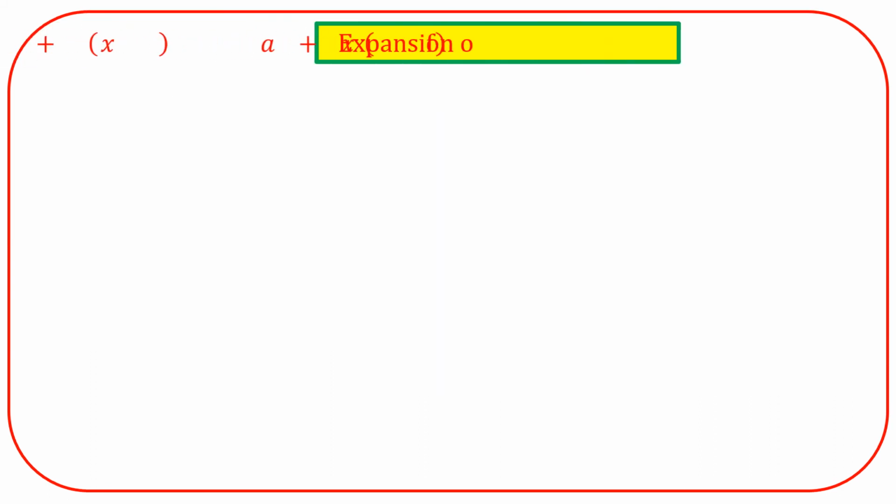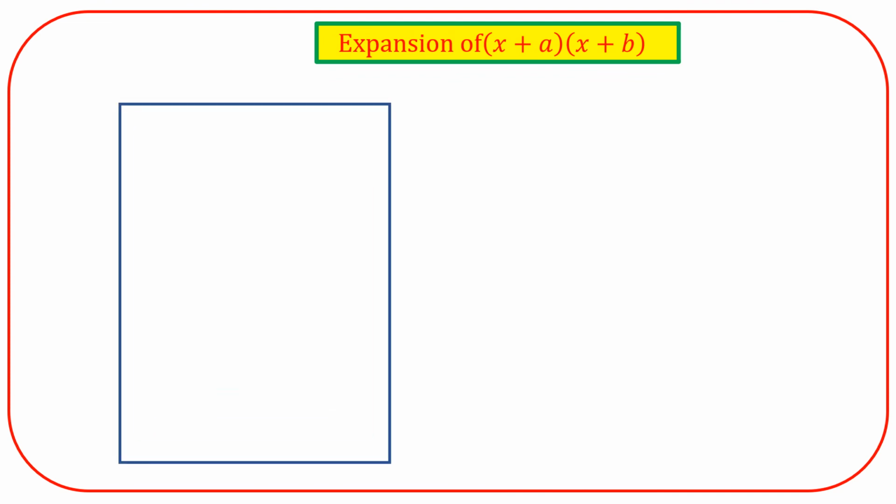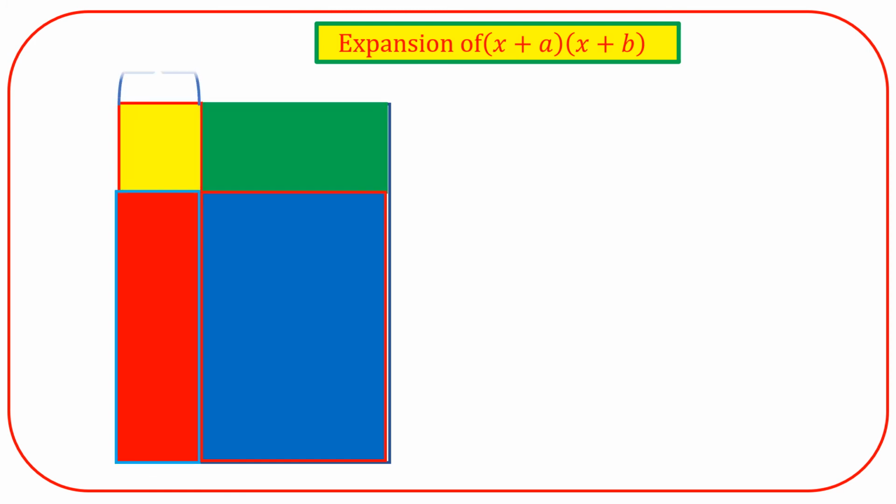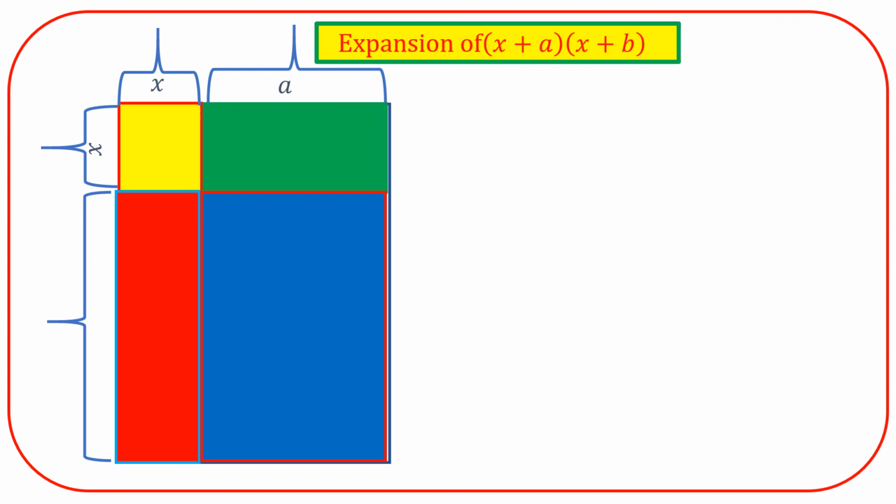Expansion of (x + a) in second bracket (x + b). Here I draw a rectangle divided into four parts. This is x, this is a, x, b. What is the area of the complete rectangle? That is equal to: length is x + a, breadth is x + b.